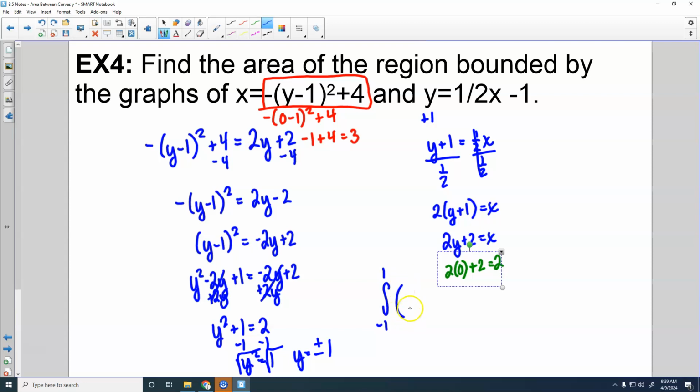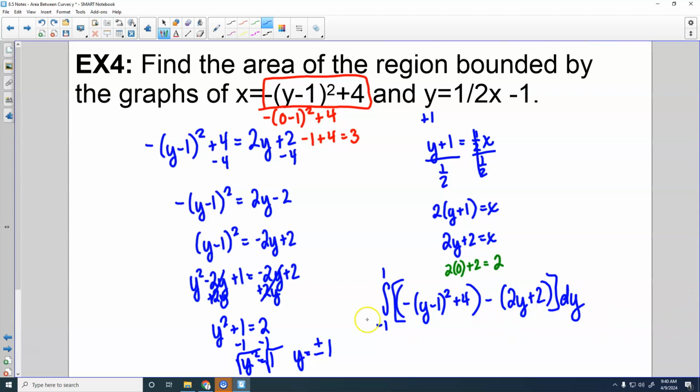So we would take negative y minus 1 squared plus 4 minus, make sure you use the y version of this, which is 2y plus 2, and we put dy over here on the end. And that would be a lot of expanding and putting those together and then integrating there, and you would eventually get an answer. But for the sake of time, we are going to leave that one there.